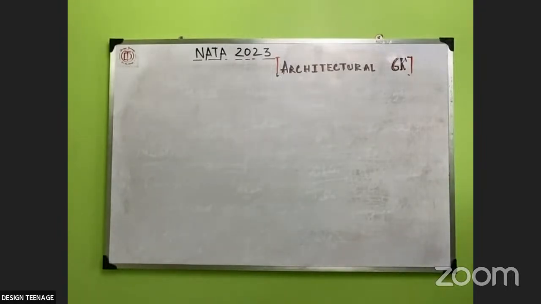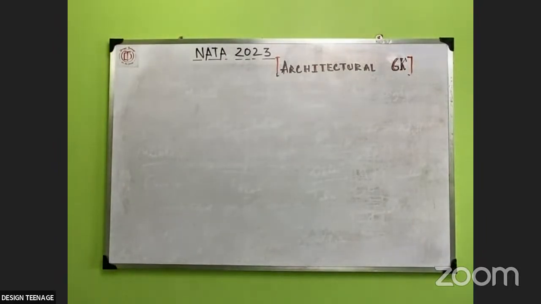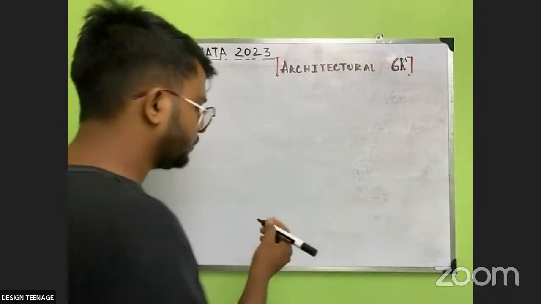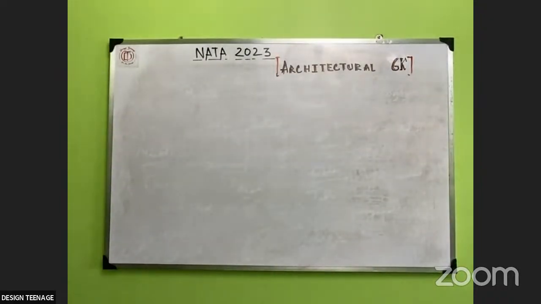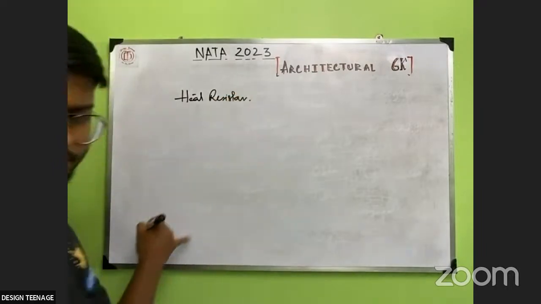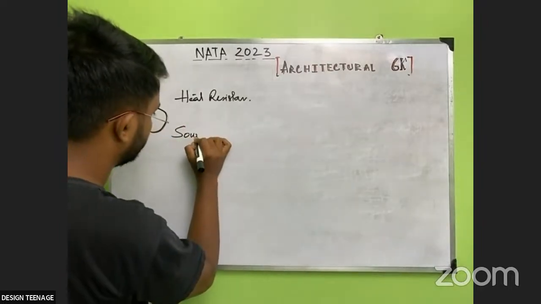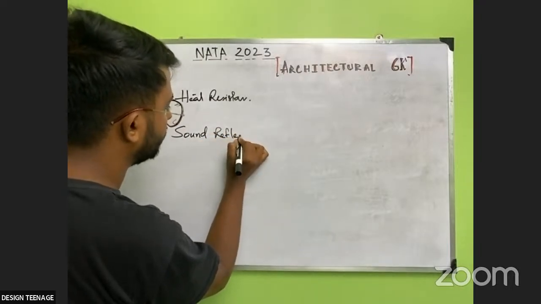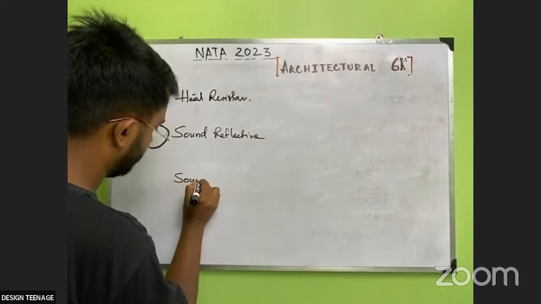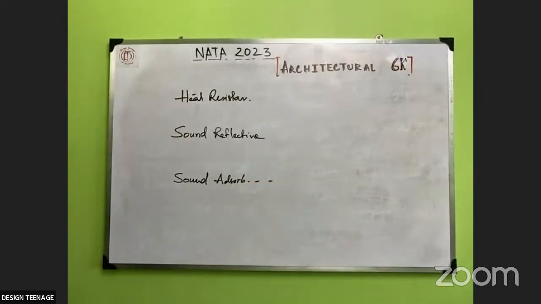Now, a few important things which we should know for this purpose. I will just take a note of it from here. This is very important actually. There are a few kinds of materials which we need to know. First of all, heat resistant material. Then we have sound reflective material and sound absorbative material. Now, what are these materials? Heat insulating materials are perilite, cement concrete, glass fiber.